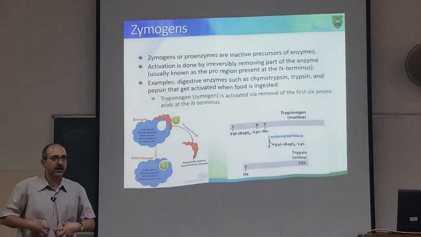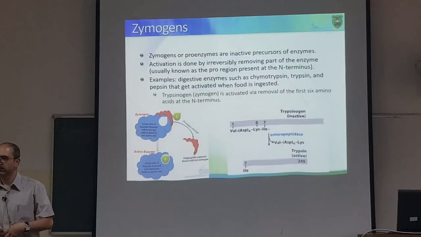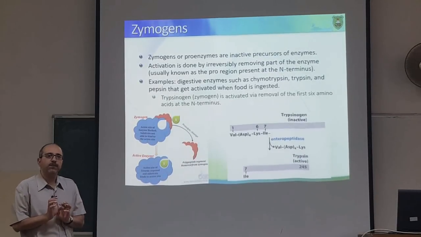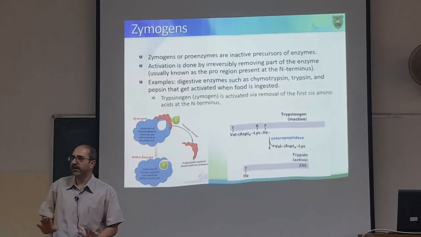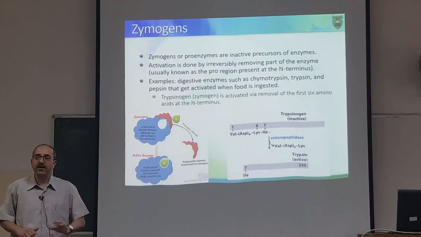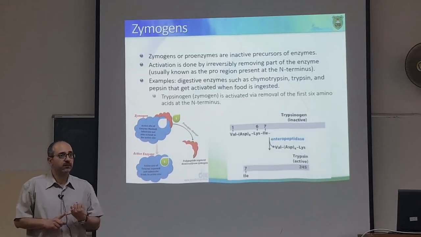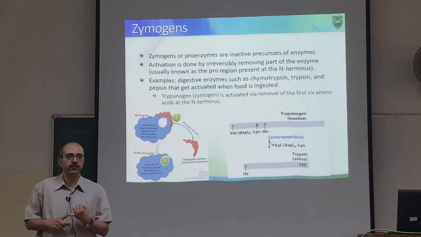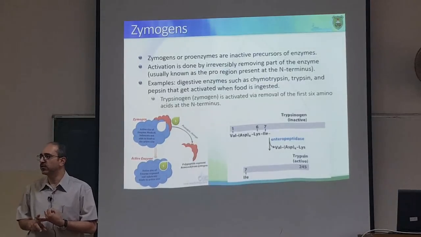An example of such proteins: our own digestive enzymes, the enzymes that allow us to digest food and proteins. These enzymes exist in the pancreas as zymogens, so they are synthesized in pancreatic cells, and they sit in the pancreas, and they are produced as zymogens. Like trypsin, whose zymogen is known as trypsinogen. Chymotrypsin is known as chymotrypsinogen.